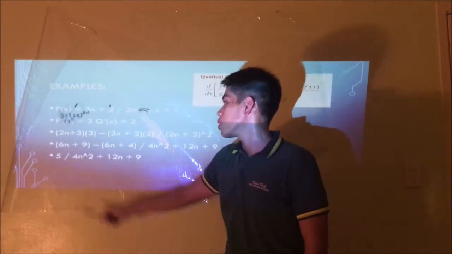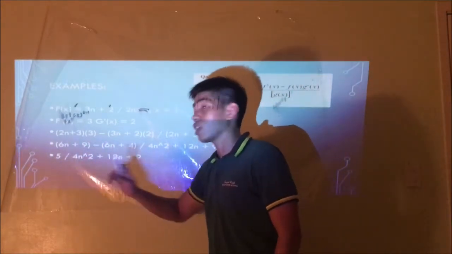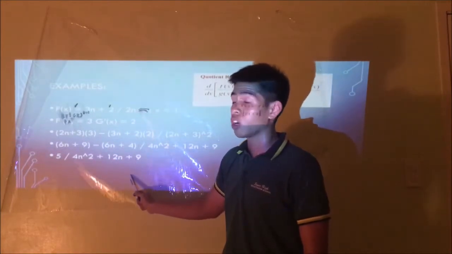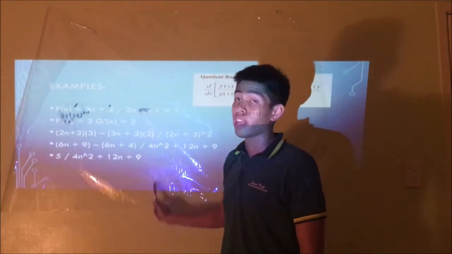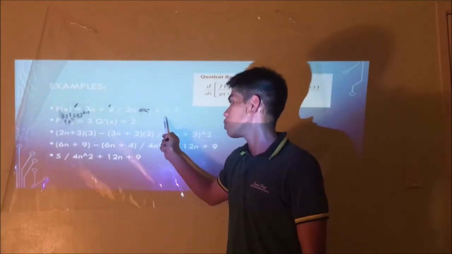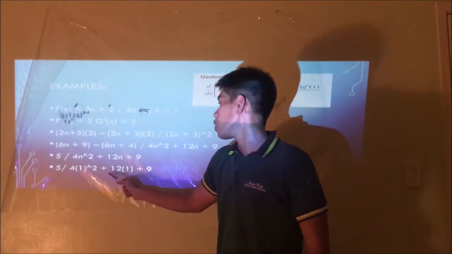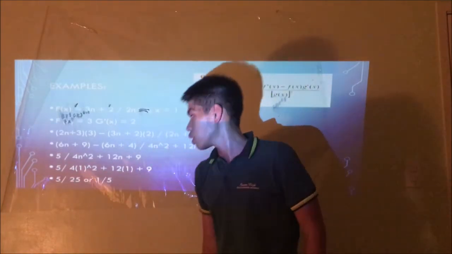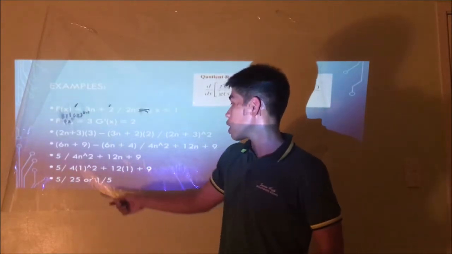After that, combine like terms. Since positive 6n plus negative 6n, they're going to cancel out each other. So that's no more. Bye bye 6n. Next, 9 minus 4 is going to give you 5 all over 4n squared plus 12n plus 9. We already got half of the answer. Now, let's substitute. 5 all over 4 times 1 squared plus 12 times 1 plus 9. That's going to give you 5 over 25. Simplify if you can. It's going to be 1 over 5.